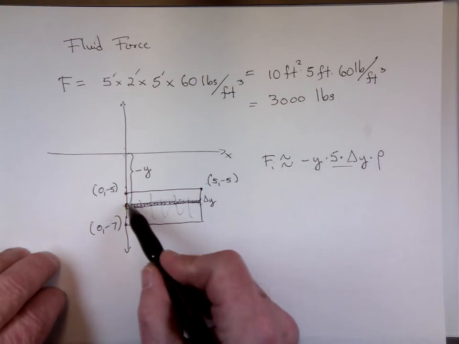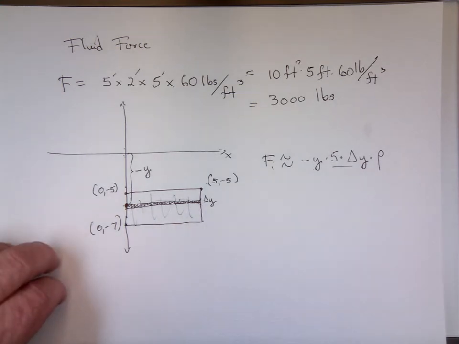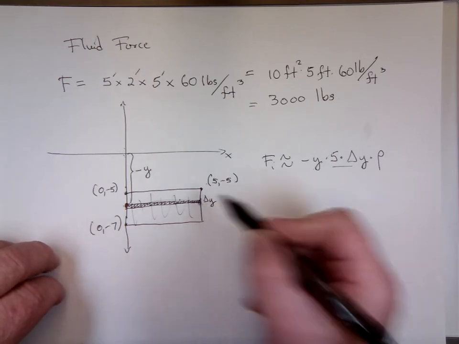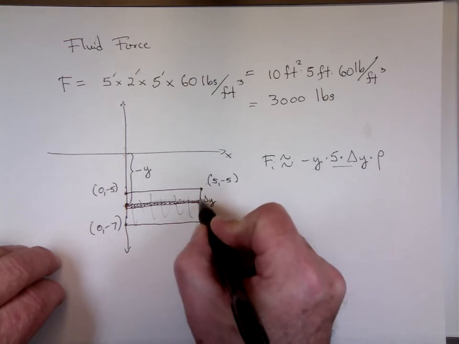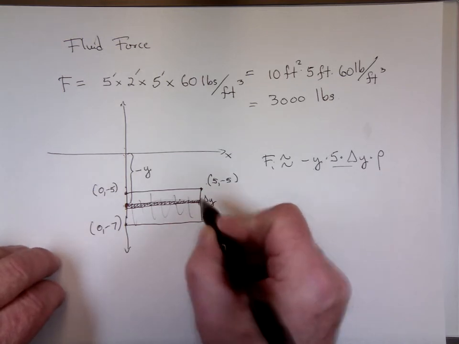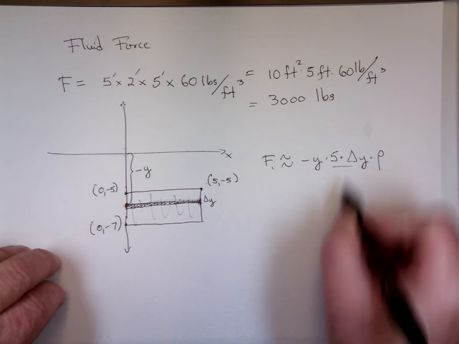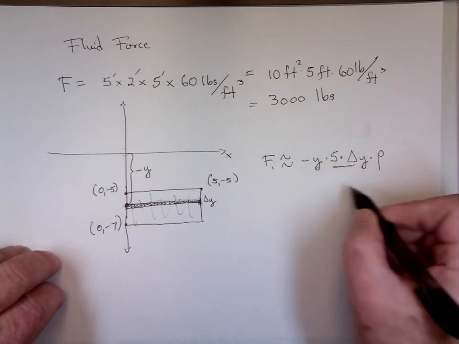Say that again? Is it delta y? Delta y is this thickness. Yeah, that's the width or height or whatever you want of this rectangle. The length of this is 5. That's the area of the rectangle. That's the depth. That's the density of water. Okay? So, what are we going to do? We're going to sum them all up.